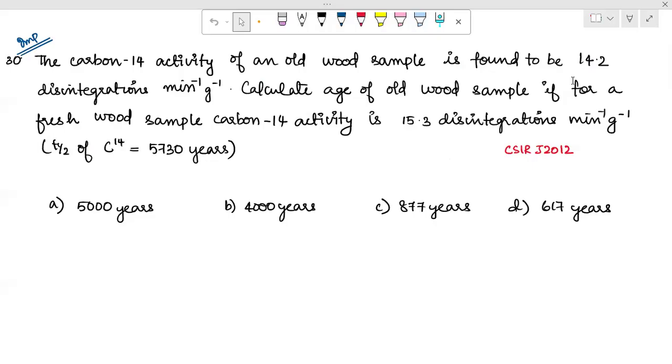So the question is, the carbon-14 activity. So when you just look at the first word, you have to understand that this is from radioactivity. Okay. So the carbon-14 activity of an old wood sample is found to be 14.2 disintegrations per minute per gram, which is of an old one. Calculate the age of the old wood sample. If for a fresh wood sample, the carbon-14 activity is 15.3 disintegrations per minute per gram.